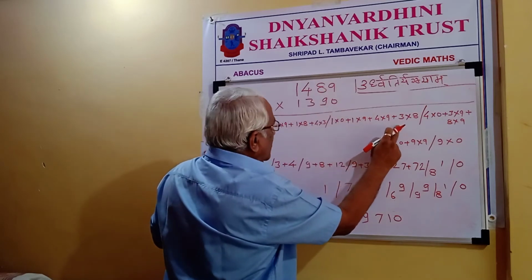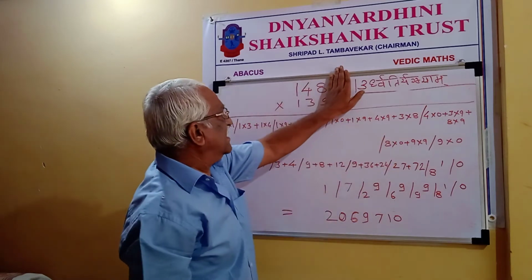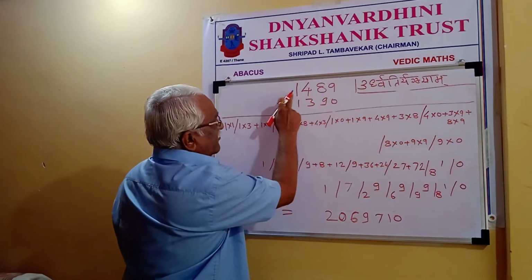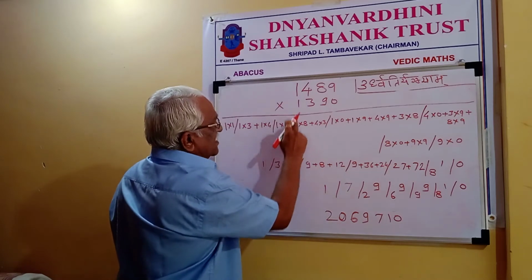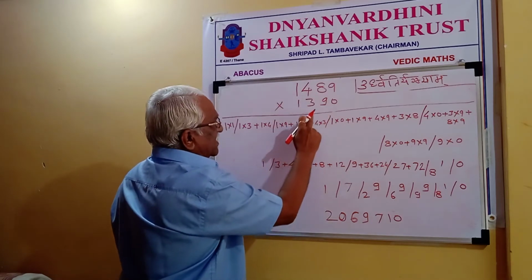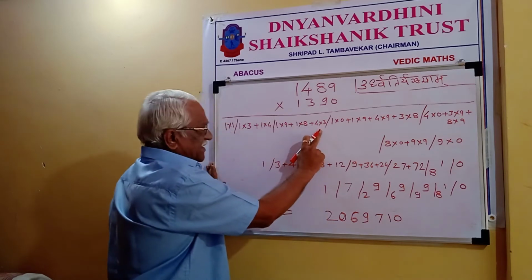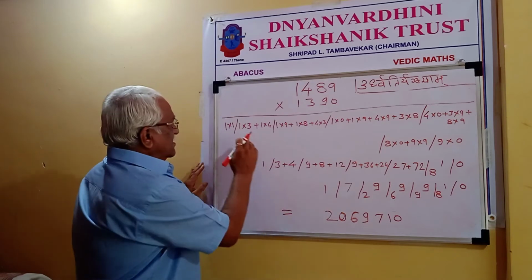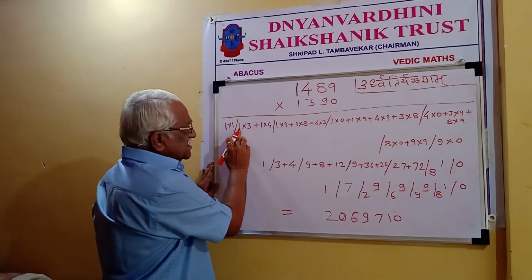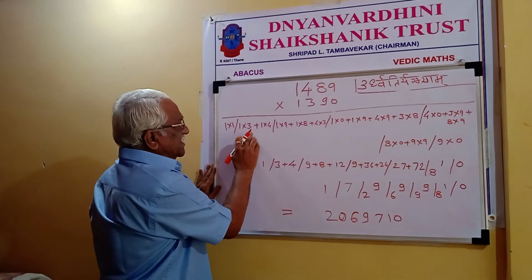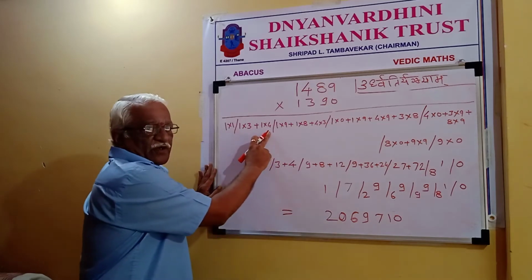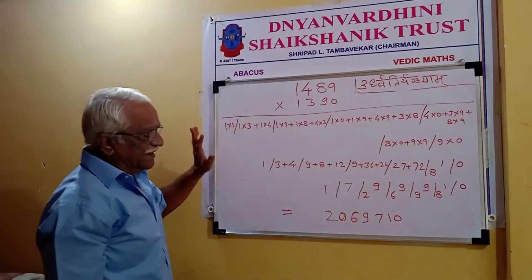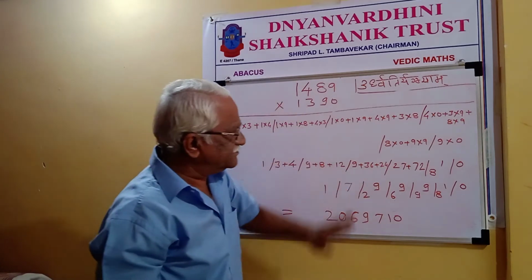Clear? Now again we are leaving the last digit. First 3 digits of both we are taking. 1 into 9 plus 1 into 8 plus 4 into 3, right? Now we are leaving 2 digits of each and first 2 digits we are taking. 1 into 3 plus 1 into 4. We are leaving 3 digits, remaining 1 into 1. Clear? Now we will go to the next step.